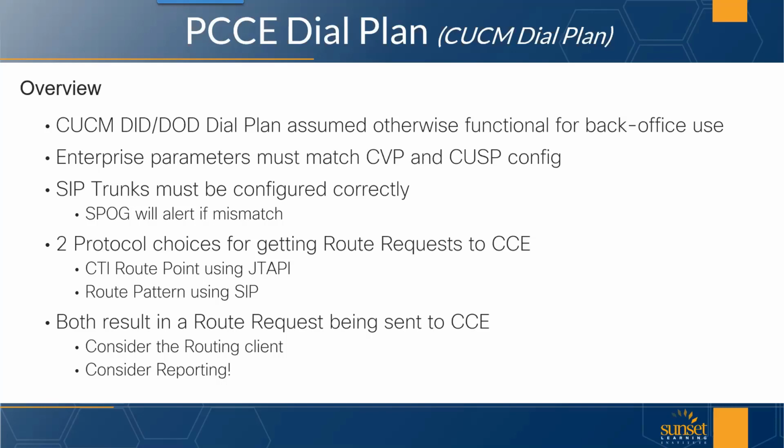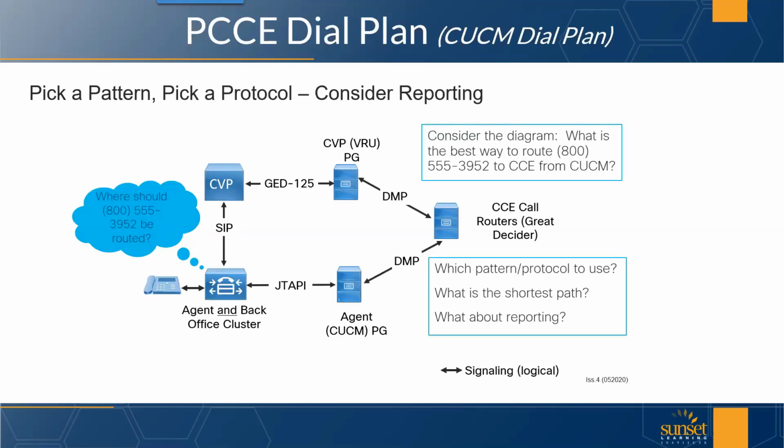And both of those protocol choices, the SIP trunks and JTAPI, end up sending a route request into CCE. One way is the sort of long way round, which will have a CVP routing client. The other way, an express way, which might be a Call Manager routing client. And there are some reporting implications for the decisions that you might make in that regard. So here, again, is another sort of high-level decision, I guess, that you make as a configurer.